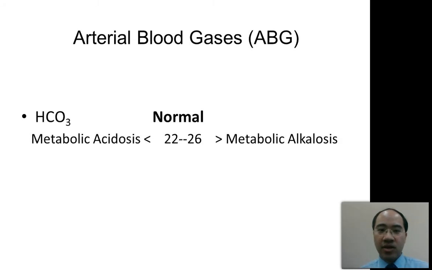Let's take a look at bicarbonate values. The normal range is between 22 to 26. A value of 26 is a normal value. You want to remember that bicarbonate levels are regulated by the kidneys and/or the pancreas.